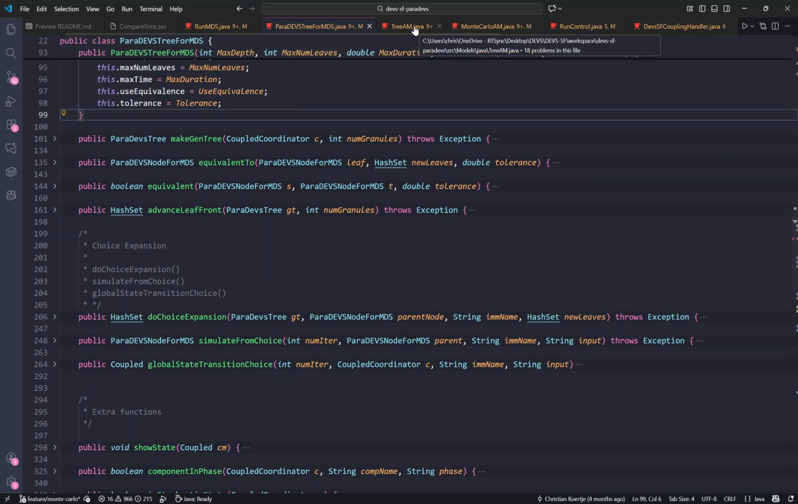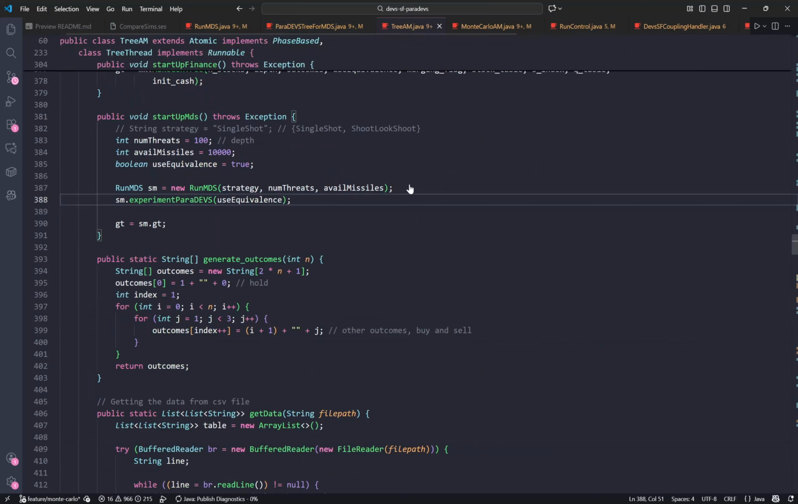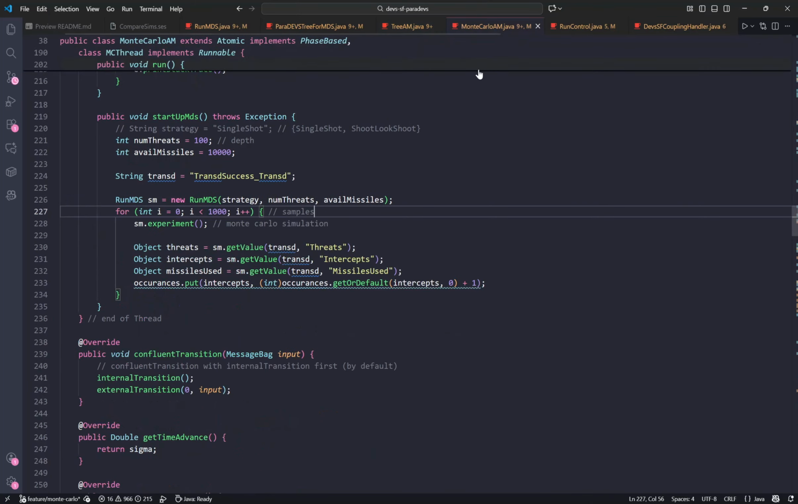So at the top level, we're going to be simulating 4 simulations in parallel. 2 of them are going to be running ParaDEVS, and each one's going to be doing a different strategy. One's going to be a ParaDEVS simulation of the single shot, and one's going to be the ParaDEVS simulation of the shoot-look-shoot strategy. And then equivalently, we're going to have 2 Monte Carlo sampling simulations going on for the same 2 strategies. In this case, we're doing 1,000 samples, but you would increase that for better accuracy or decrease it.